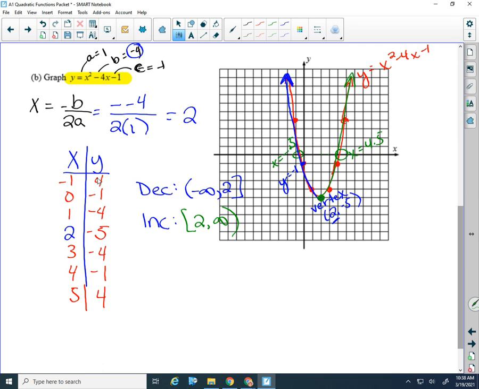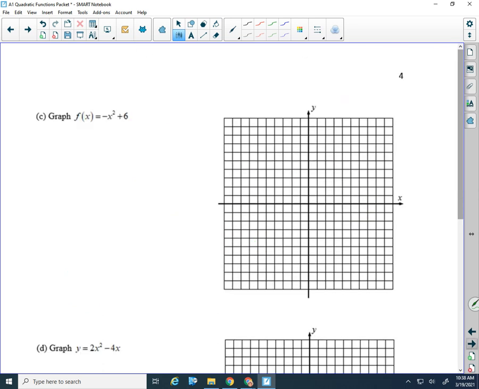Okay, let's move to the next page. Remember, if you haven't done this yet, give it a shot. There's some tricks on these problems. First, we're going to do our axis of symmetry. In this problem, a is negative 1. There's no x term. B is actually 0 and C is 6.